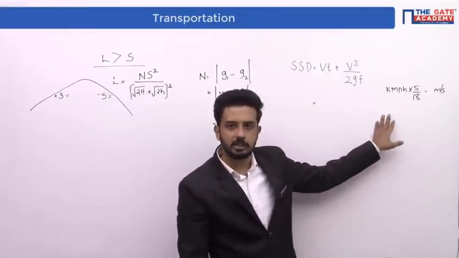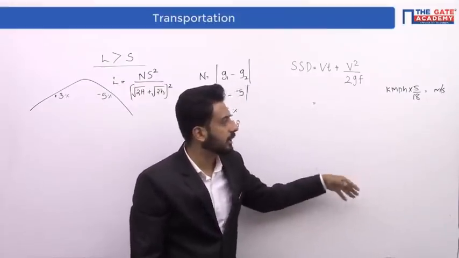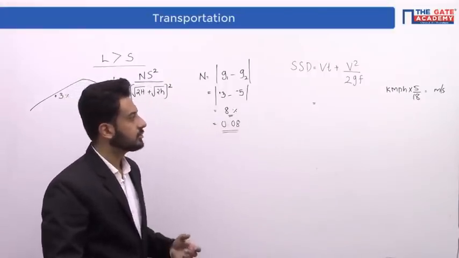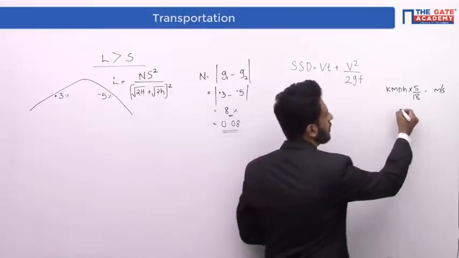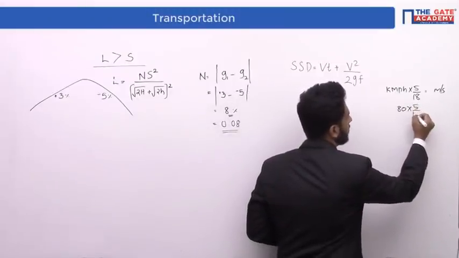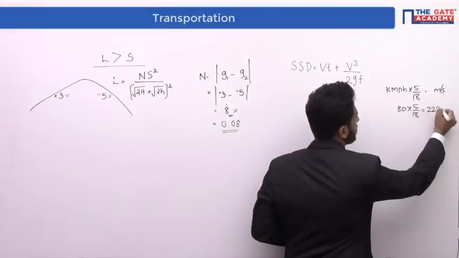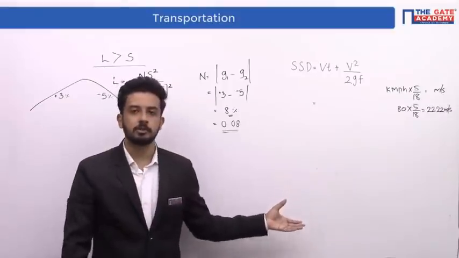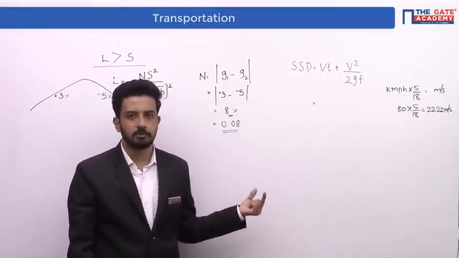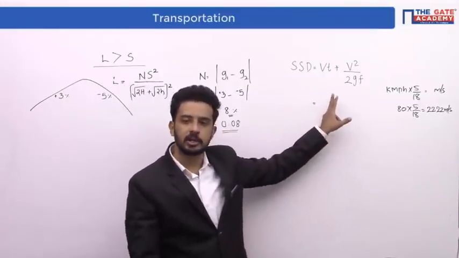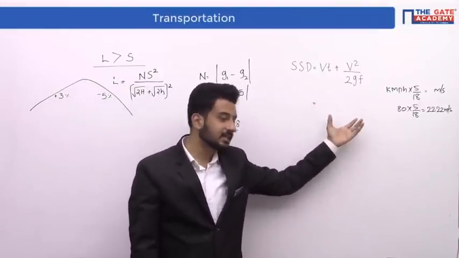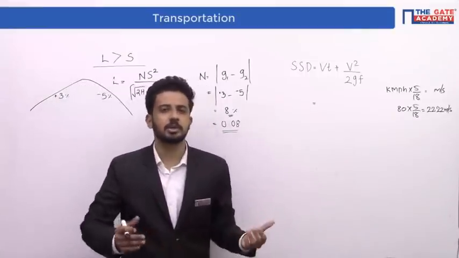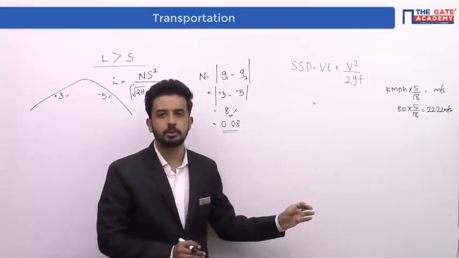So whatever value they have given in kilometer per hour, multiply with 5 by 18 and obtain the value in meter per second. So 80 into 5 by 18 you will get 22.22 meter per second. Correct? So don't try to round it off. At least take 2 decimals everywhere. Why? Because here you are using your value, and again this value you will be substituting here. Correct? So if it is a final answer, you can round it off. Otherwise, don't try to round it off.